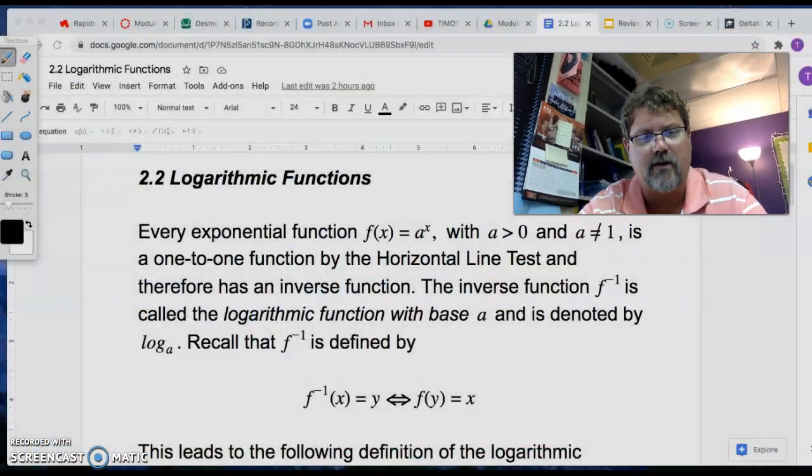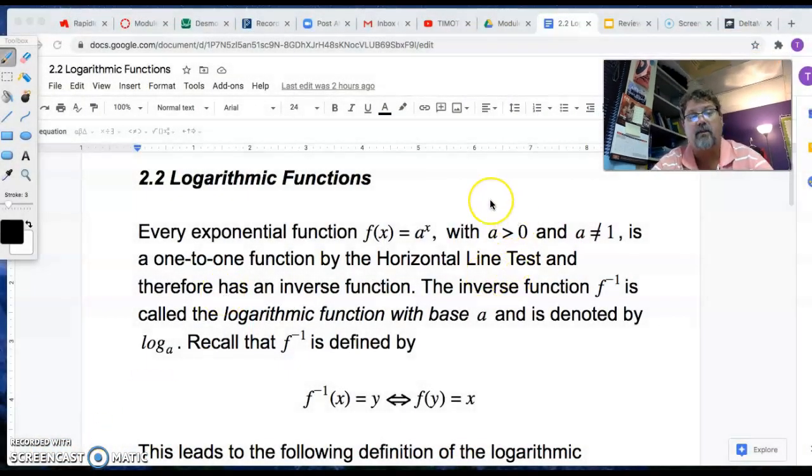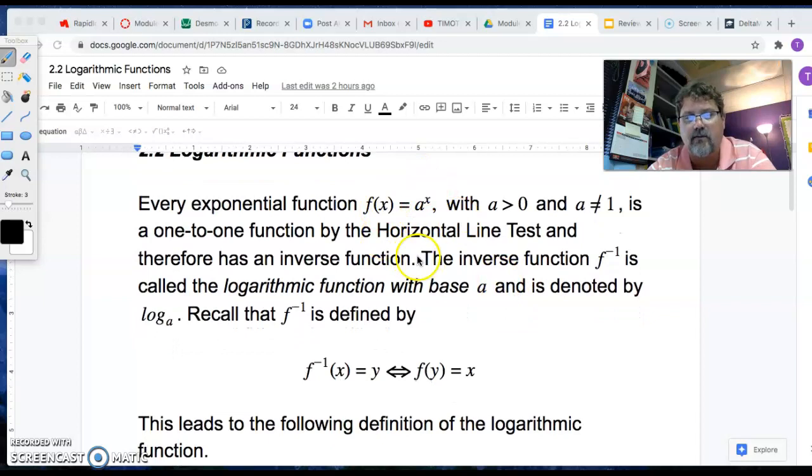Alright, so let me get started here. I've already made some notes. The logarithmic function. So it starts off by letting you know every exponential function, a to the x, that's greater than 0 and has a base more than 1, is a one-to-one function. We know that exponentials are one-to-one, and the horizontal line test shows us that. The inverse function of this exponential is called the logarithmic function. And this is the little definition that I've got for you here.